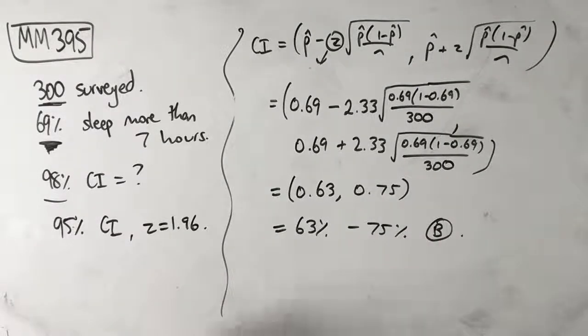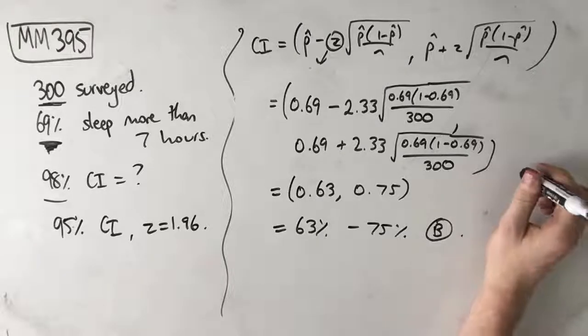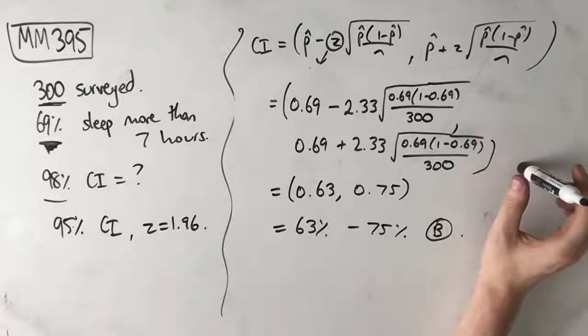So guys, our answer for MM395 is B. Again, if you've made it this far, congratulations on completing the multiple choice section of probability. Let's move on to the short answer section. So I'll see you in there.